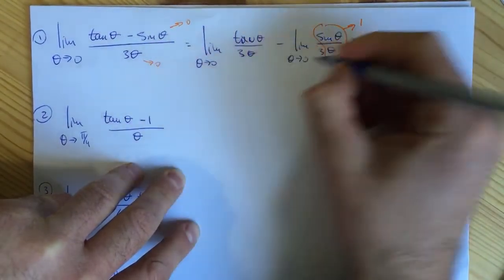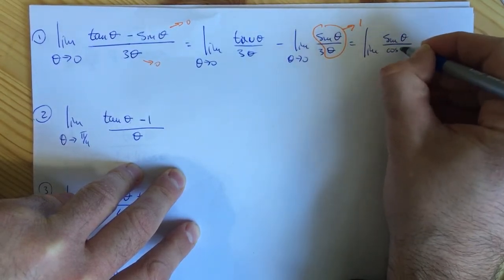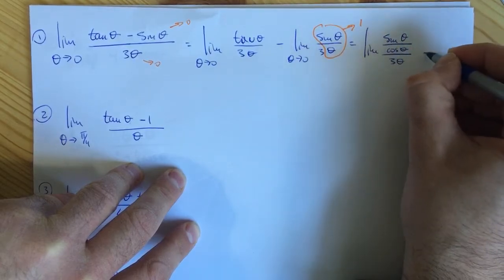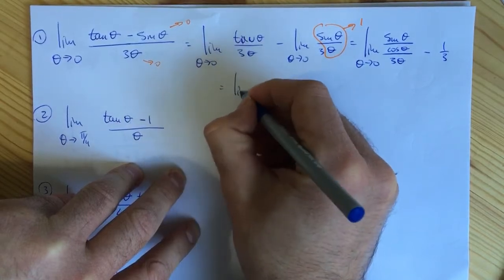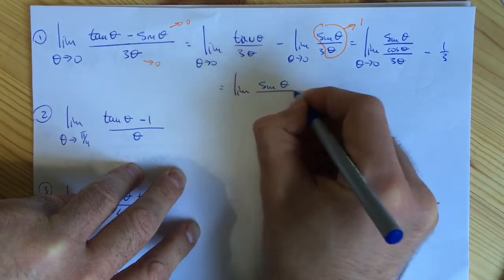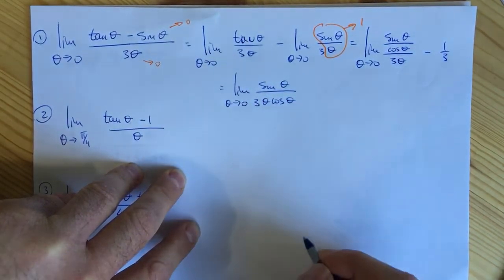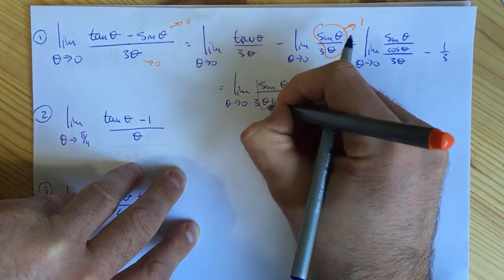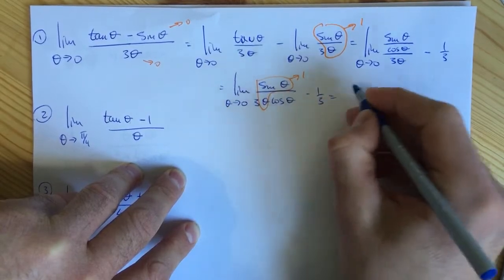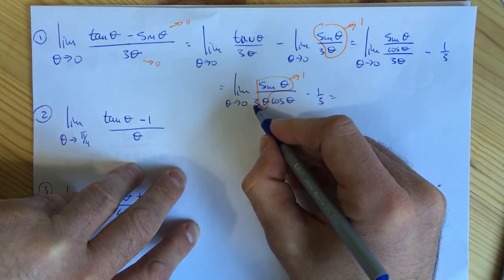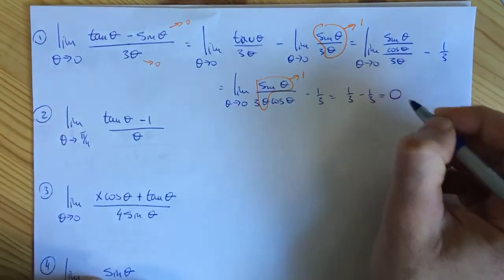And the first limit here can be written as sine of theta over cosine of theta over 3 theta, minus the 1/3 that's left from here, which is equal to the limit of sine of theta over 3 theta cosine of theta as theta goes to 0. So this one here approaches 1 minus 1/3. So I get 1 over 3 times cosine of 0, which is 1. So 1/3 minus 1/3, that's equal to 0.